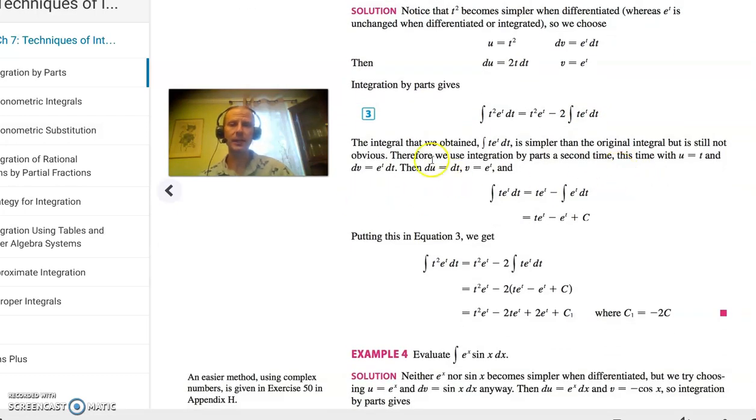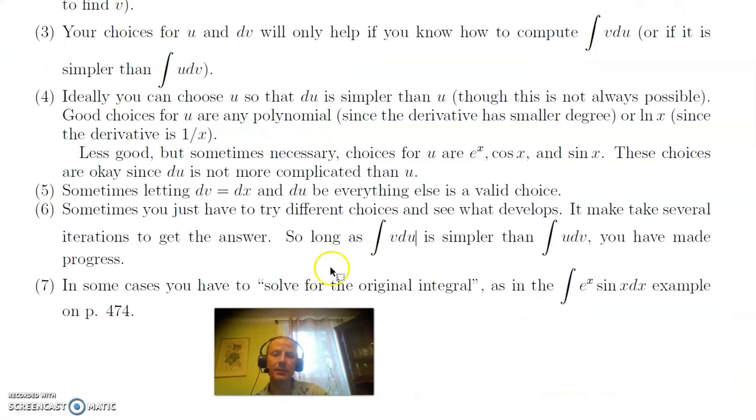And by doing a second iteration, and usually we recycle the u and dv, keeping in mind they mean something different in this part of the problem than they meant up above, we do the process a second time to find the integral of t e to the t, where we let u equal t and so on, and we'll get our answer.